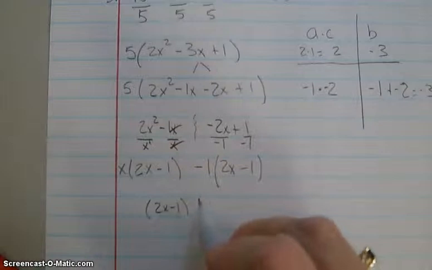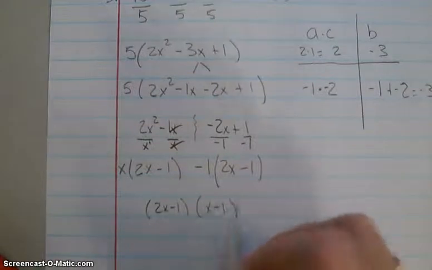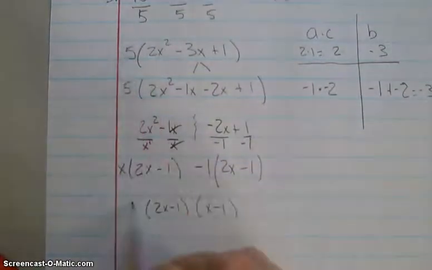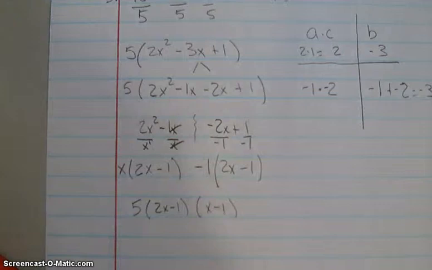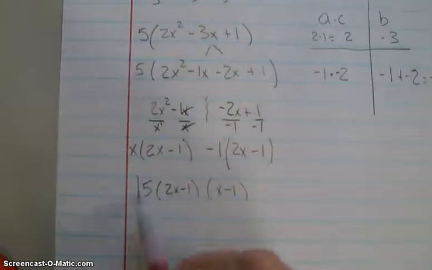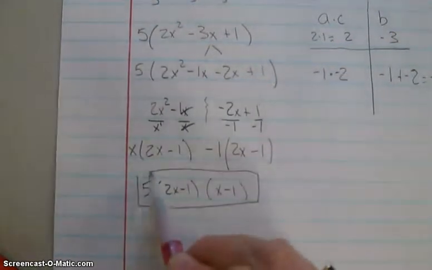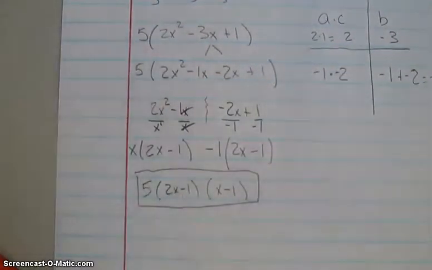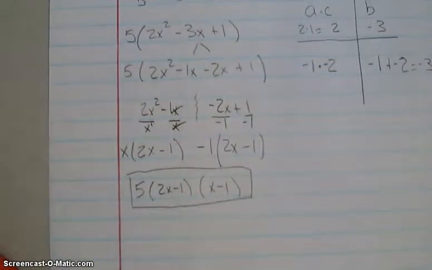You take what's on the outside, you have x minus 1, and then don't forget to bring down your GCF. We factored out a 5 earlier, so my answer would be this: 5 times the quantity 2x minus 1 times the quantity x minus 1. So that's the answer to that problem.